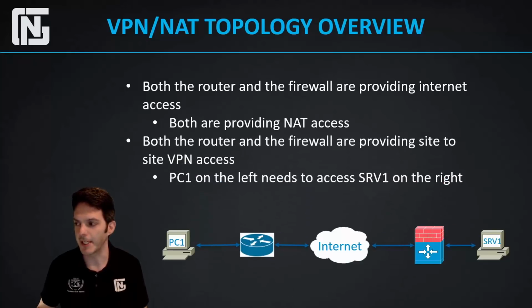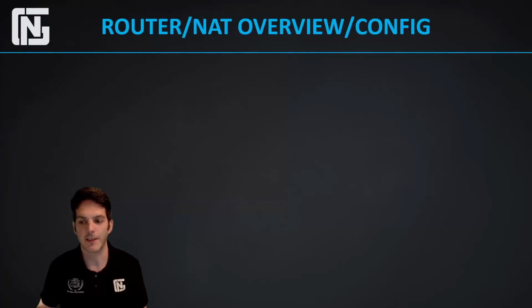Now, what's going to end up happening is both the router and the firewall are going to provide site-to-site VPN access as well, because we have a requirement where PC1 on the left needs to access server 1 on the right. So what we're going to be doing is configuring a VPN between the router and the ASA. Yes, you can configure a router and an ASA to form a site-to-site IPsec VPN with each other. It is possible.